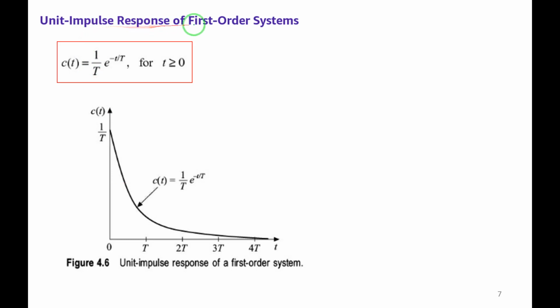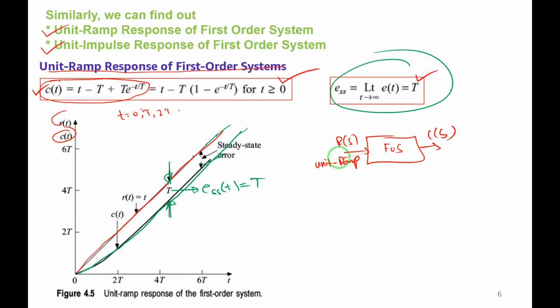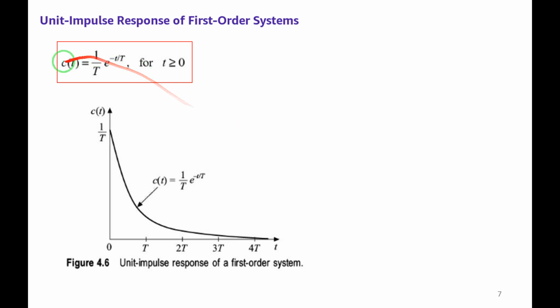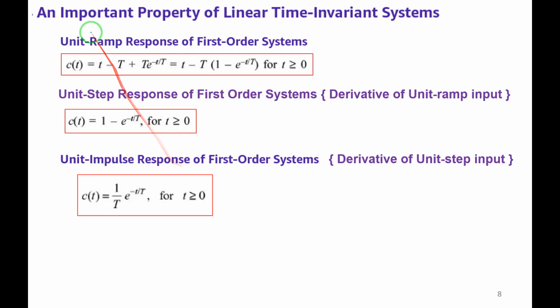The next, unit impulse response of first order system. Instead of this unit ramp, we'll apply unit impulse here. Unit impulse for the first order system, right? So what is c(t)? After derivation we got it, derivation is not there. c(t) is equal to 1 by T e to the power of minus t by T. It is a decaying exponential, you can see here. Time axis, and this is the response c(t), for t greater than 0. The steady state error we are not calculating here. You should just know how it should look.